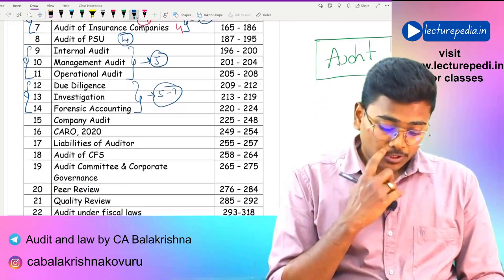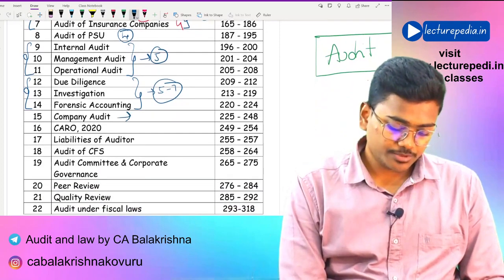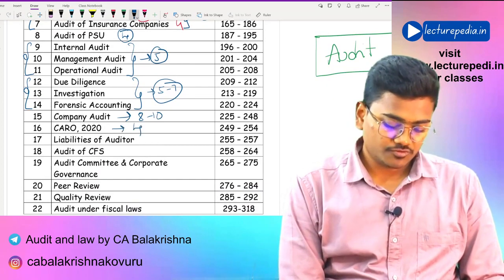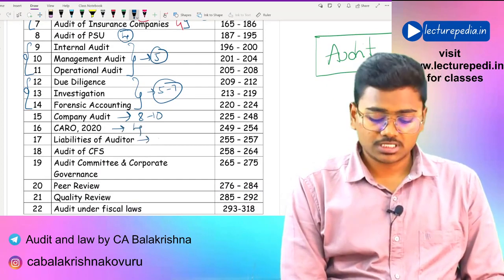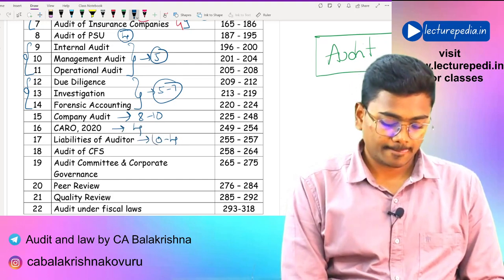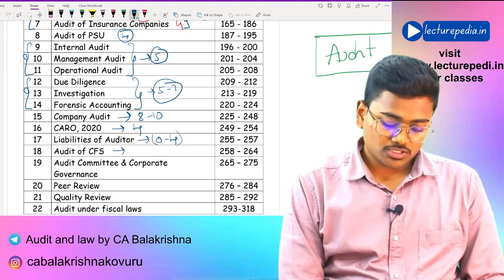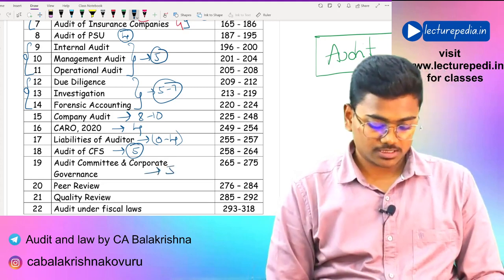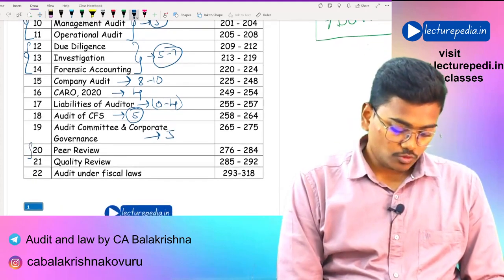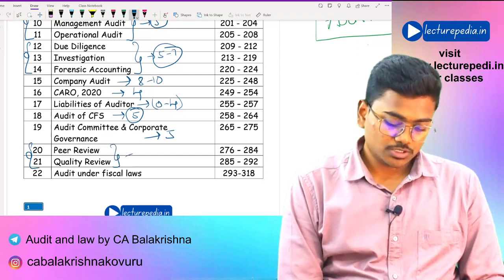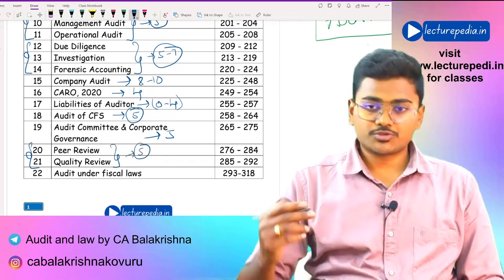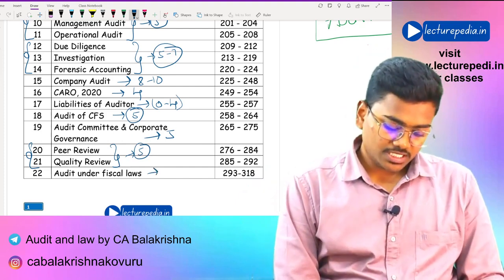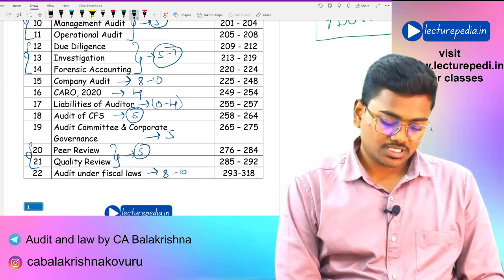And coming to company audit, from company audit you can expect 8 to 10 marks, and CARO you can expect 4 marks, liabilities of auditor 0 to 4 marks, and audit of consolidated financial statements 5 marks, audit committee and corporate governance 5 marks, and peer review and quality review, from these 2 chapters you can expect 5 marks. Even for these 2 chapters the institute will test them alternatively. And finally, audit under fiscal laws, you can expect 8 to 10 marks.